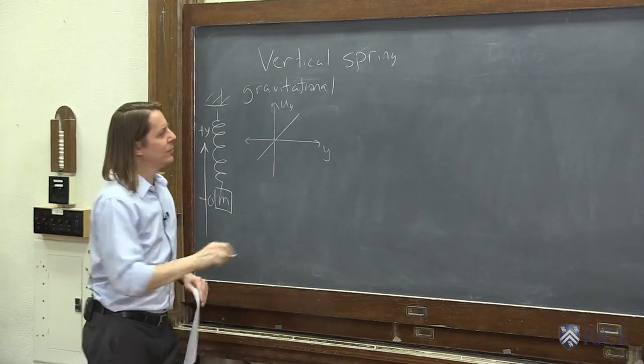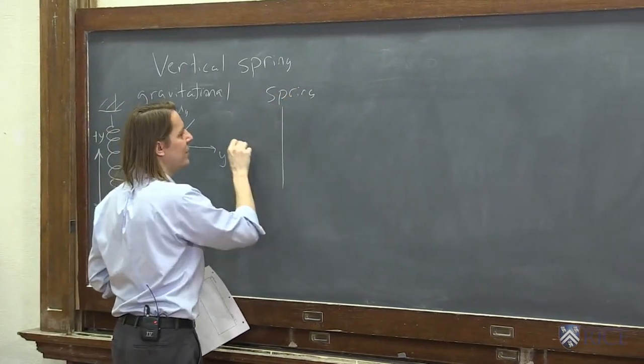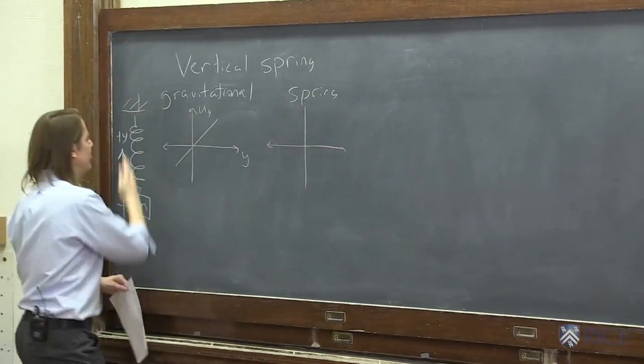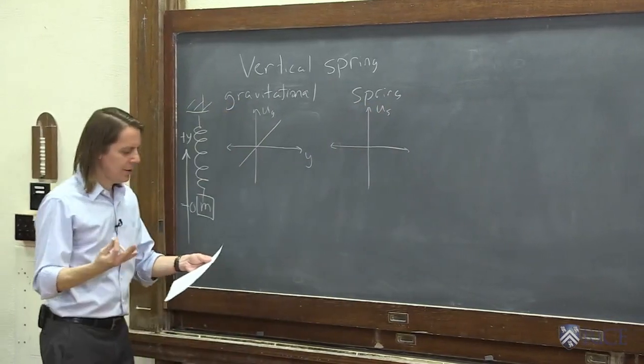Let's look at the spring. Yes, the spring we just did. It looks like this. If we're talking about y, compressing the spring up and down, and we wanted to plot U, it would look like what we just drew.